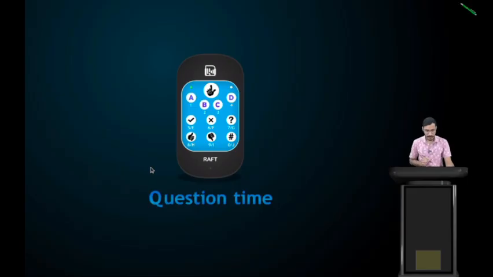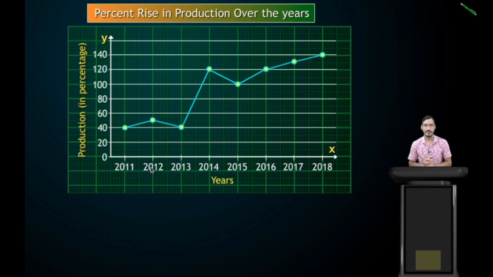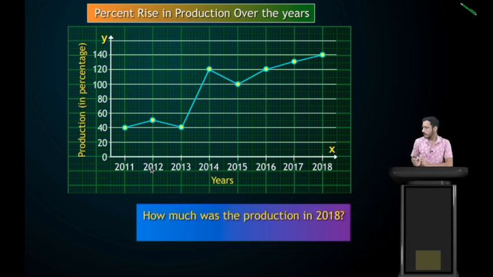Now let's move to the next part: percent rise in production over the years. Here you can see some data in pictorial form, with production in percentage and the number of years. Now can you tell me, students, how much was the production in 2018?